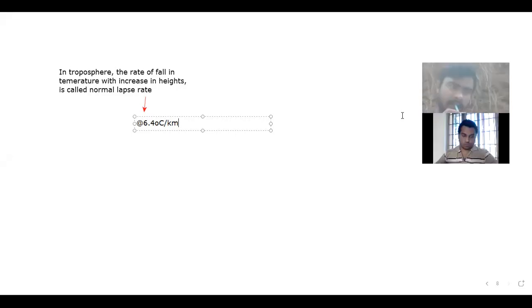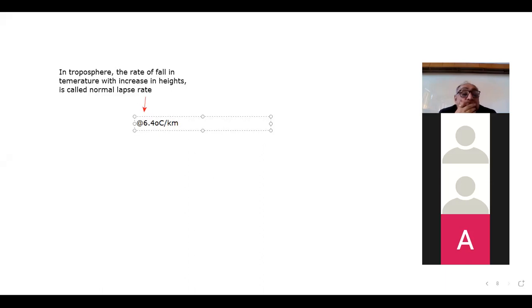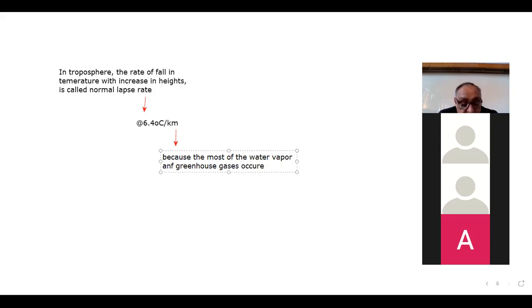So please bear this in mind that temperature falls with increase in height, and this fall in temperature is equal to this. Why this fall in temperature in the troposphere? Because most of the water vapor and greenhouse gases occur in the lower layer, that means near the surface.